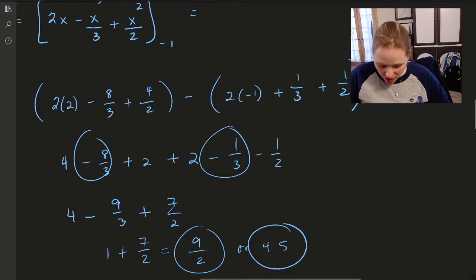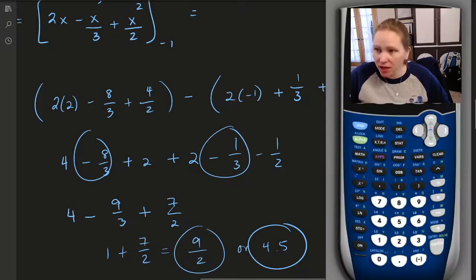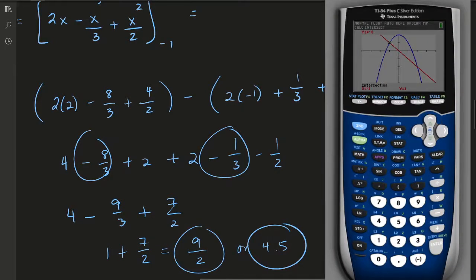If I wanted to evaluate this using my graphing calculator, here's what it might look like. I would use Math 9.